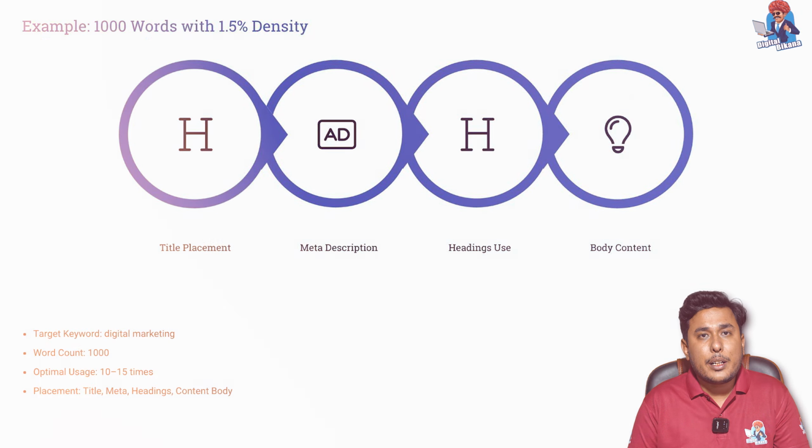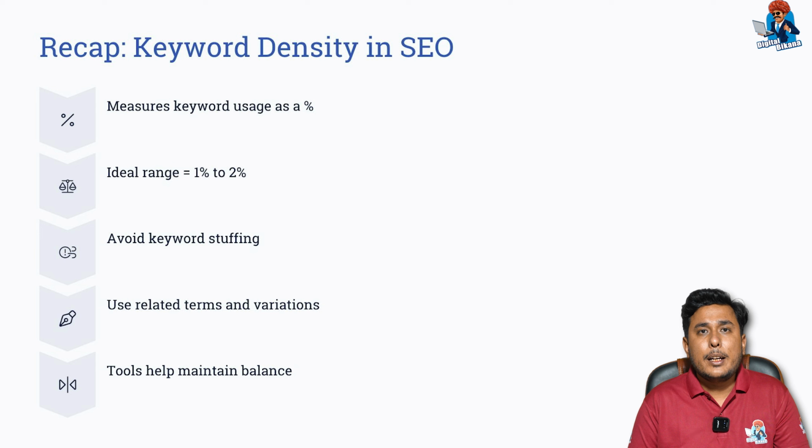To summarize, keyword density tells search engines what your content is about, but it should always be balanced. Write for your readers first, optimize naturally, and monitor your keyword uses using SEO tools.